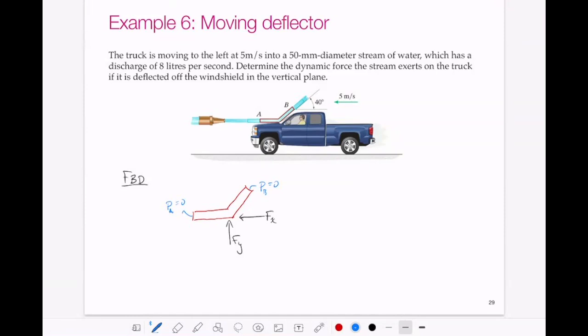And because it's water and we don't have any other information, let's just assume it's an ideal fluid, which means it's incompressible and inviscid. And we'll assume it's water with a density of 1,000 kilograms per meter cubed.